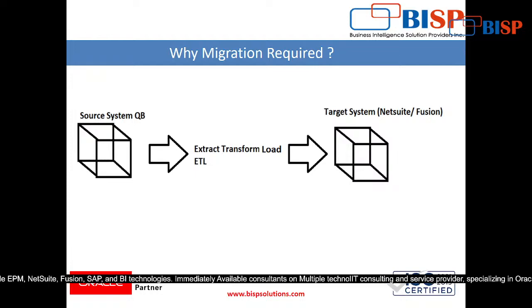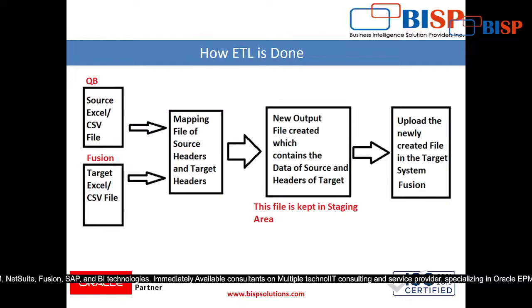Okay, so what is this process? Extract, transform and load. How is this ETL done? Now ETL is the process from beginning to end. The beginning starts from extracting the data. Now extracting the data means exactly what are we extracting. First of all, we are going to extract the COA structure.